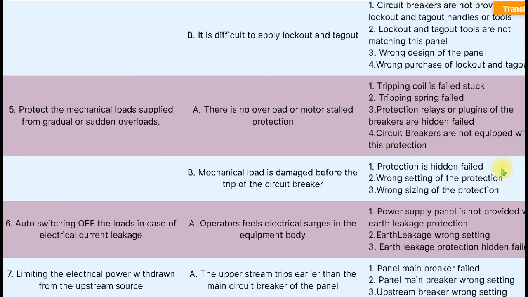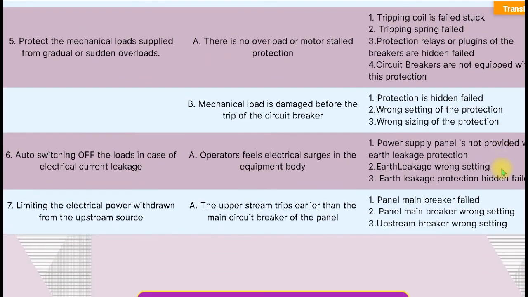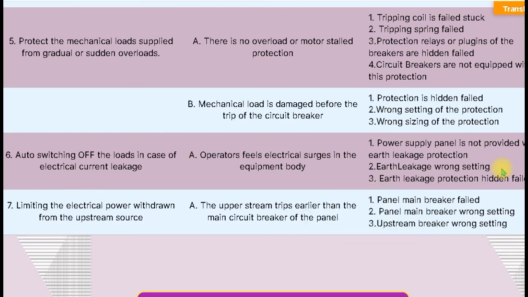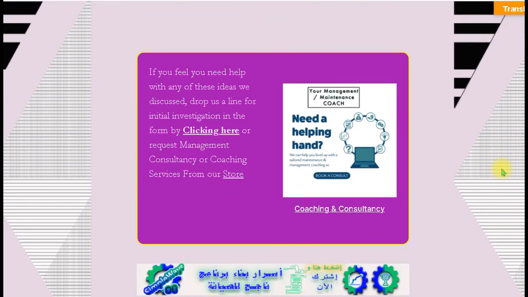Also, as we said, the overload or sudden motor stall or something like that. Maybe there is no protection. Maybe the protections are hidden failures. Maybe it's the wrong setting for the protection itself. Also, switching off in case of earth leakage. Maybe there is no earth leakage protection. Earth leakage is a hidden failure. The earth cables have a problem. The earth or grounding is not properly connected to the machine or to the panel itself or to the breaker or to the supplying power, limiting the power withdrawn from the main load. This can be due to some hidden failure, to the wrong setting, to many modes you can take out, and you can analyze each one of them.